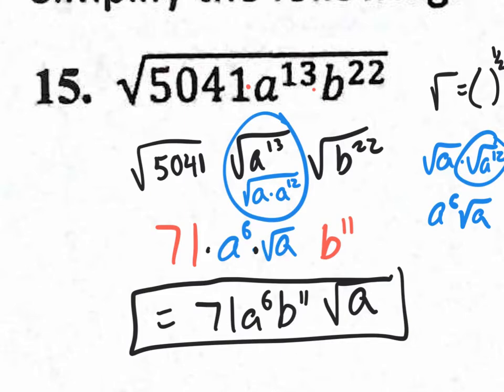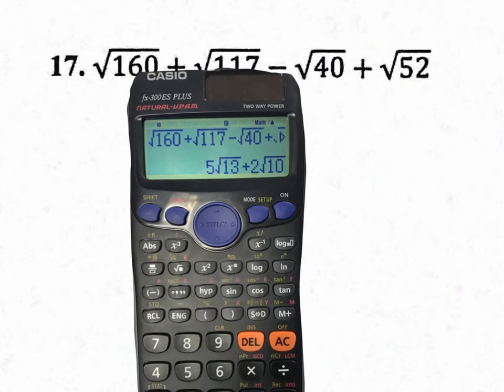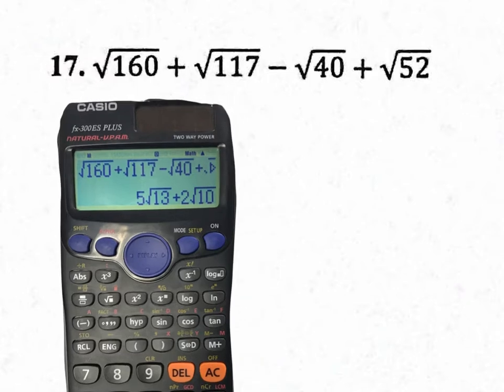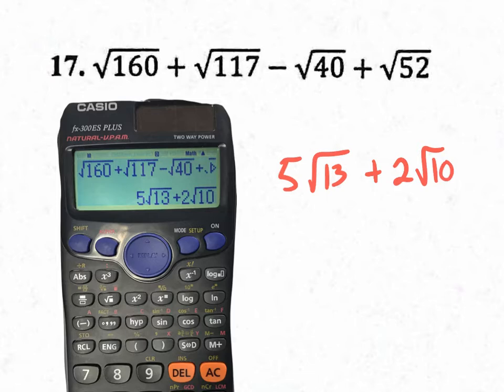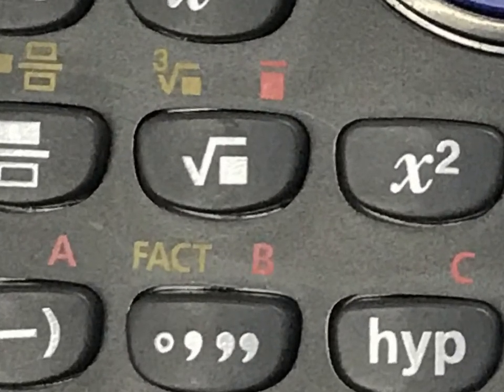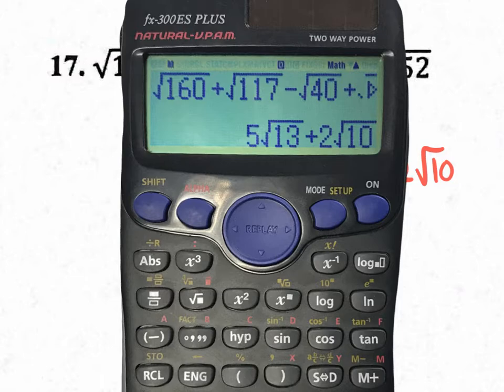Moving on to question 17. So number 17 is probably the easiest one if you have a Casio calculator. All you do is type it in exactly the way it is into the Casio calculator, and it'll simplify and give you your final answer of 5 square root of 13 plus 2 square root of 10. Again, to be able to do this, you need to know where to type in your square root values. Right there, that's the square root button. And just make sure you type in each individually.